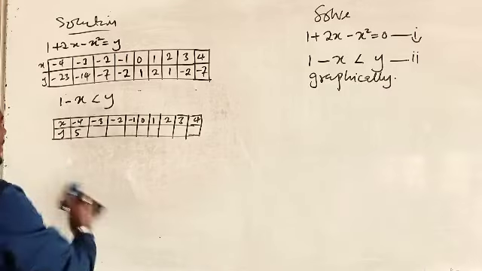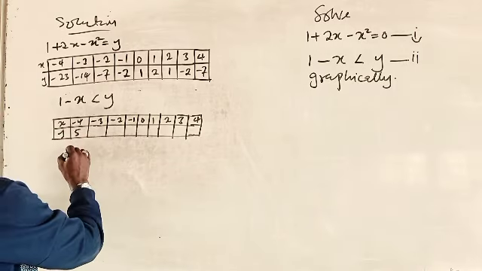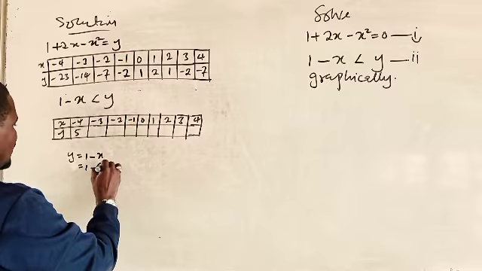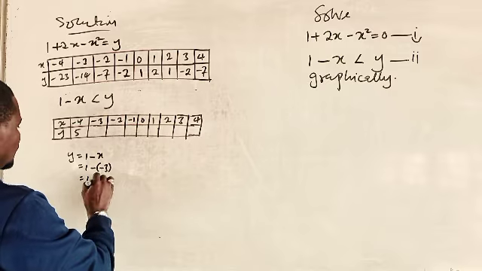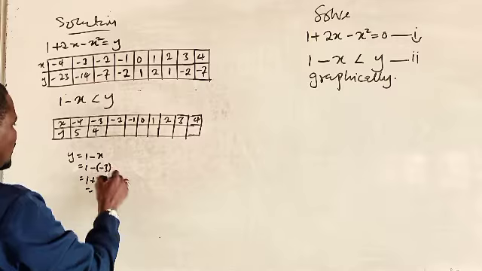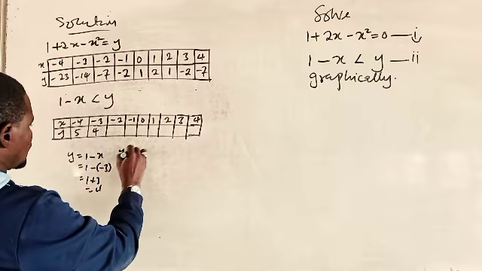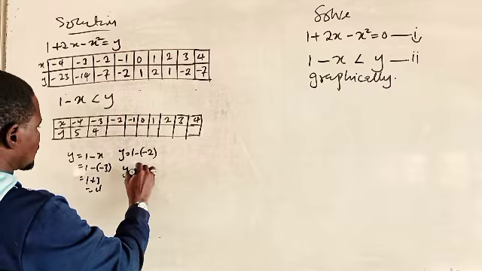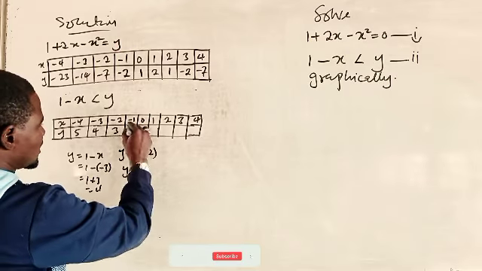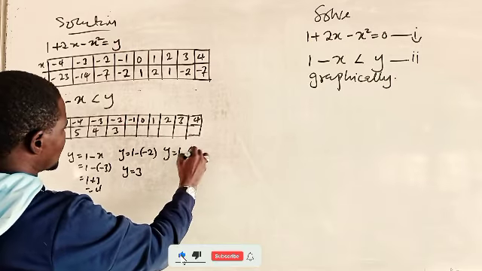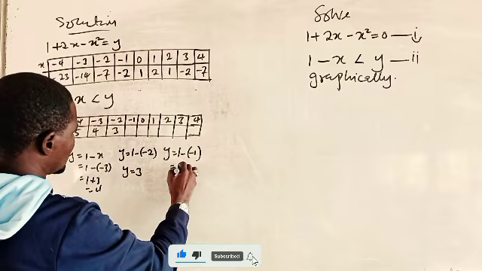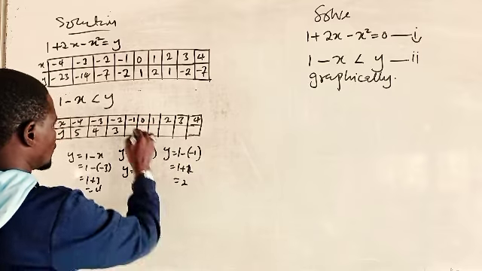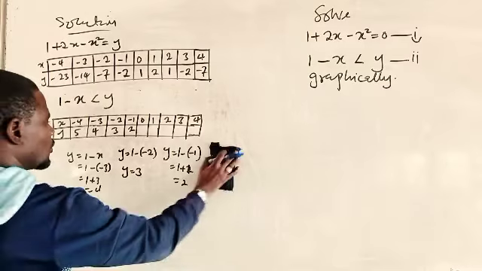So when x is minus 3, we have y to be 1 minus x, which is 1 minus minus 3, which is 1 plus 3 equals 4. Here is 4. When x is minus 2, y equals 1 minus minus 2, then y will be equal to 3. Here is 3. When x is minus 1, y equals 1 minus minus 1, which is 1 plus 1 equals 2. So here is 2. It's simple.